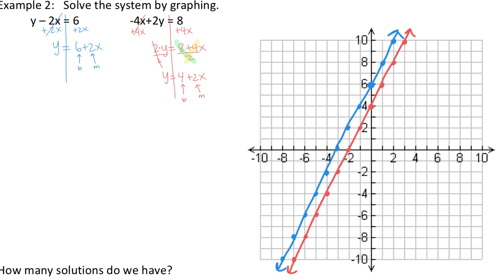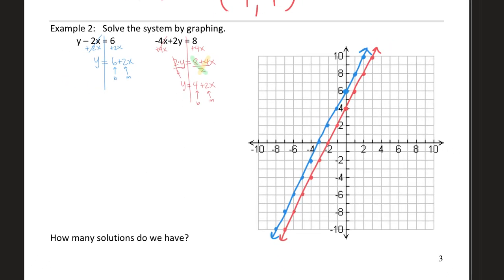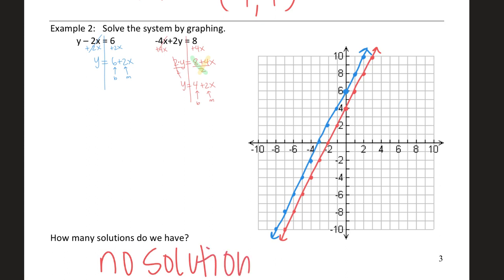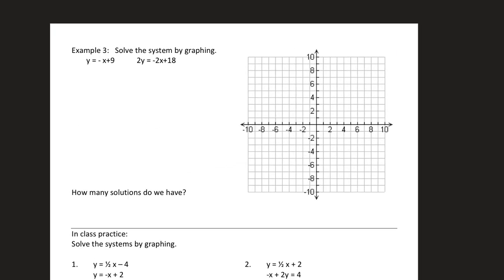Looking at these two graphs, it looks like I have nowhere where they cross, which means I have no solution. All right, let's look at another example. Flip your page when you're ready. Example 3.